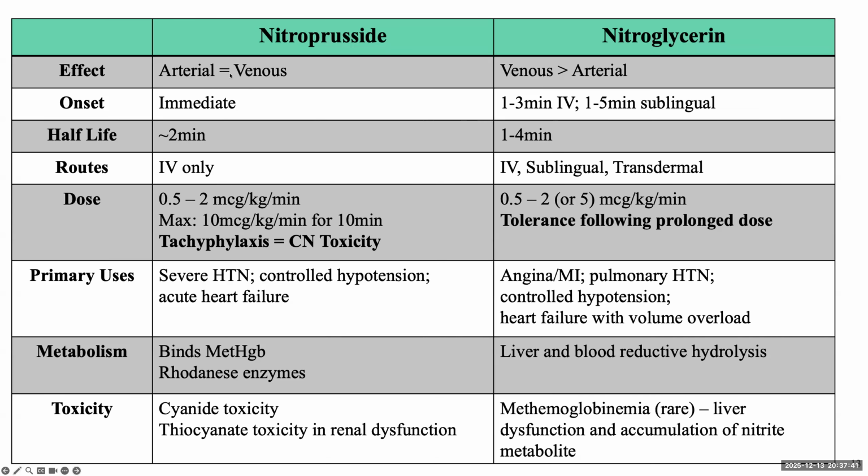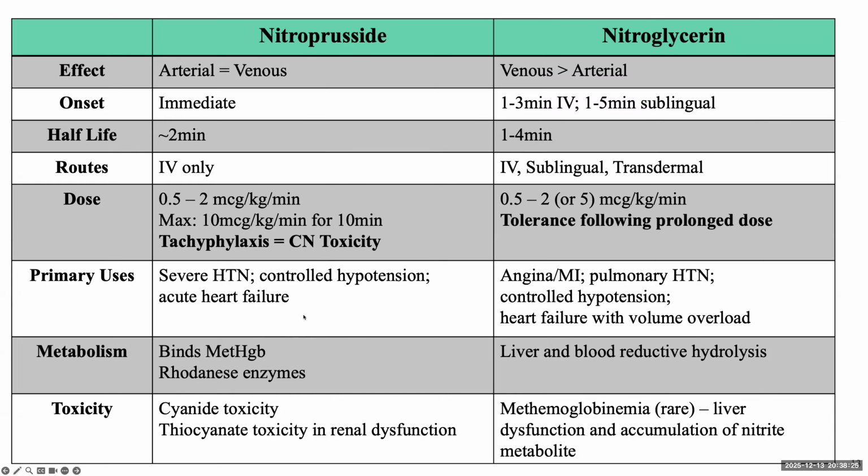We get equal arterial and venous dilation with SNP, but with nitro, more so just venous than arterial. Rapid onset, immediate for SNP, but only about 1 minute away for NTG, or maybe up to 3 minutes. Very short half-life for both. Nitroglycerin has more routes available. With SNP, if you see tachyphylaxis, that's a big red flag for cyanide toxicity, whereas with nitroglycerin, we're worried about maybe tolerance happening with prolonged doses.